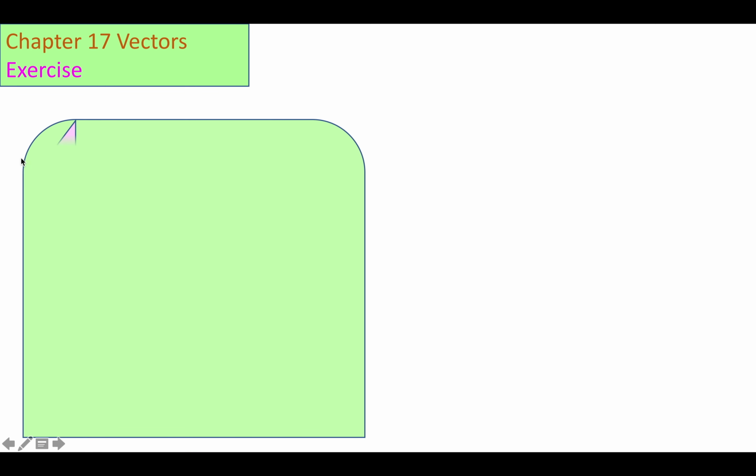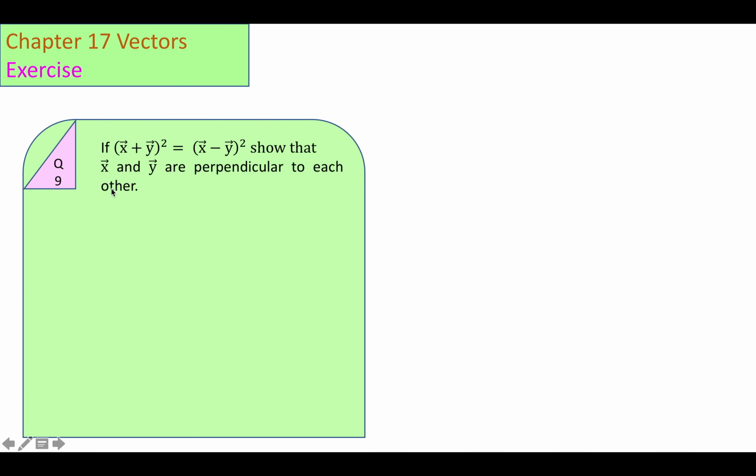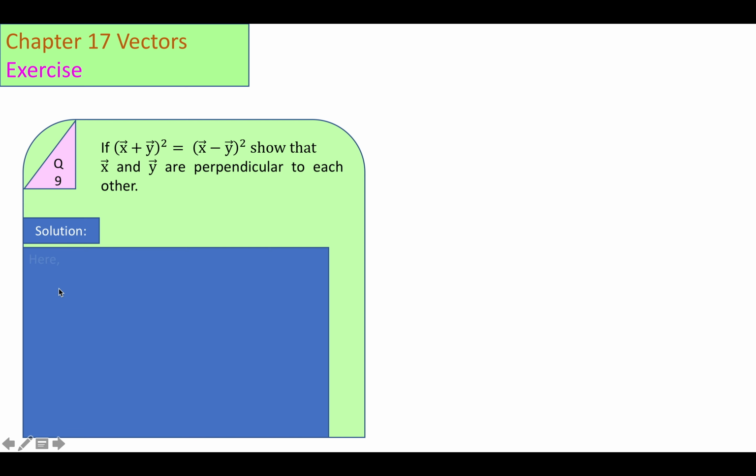Question number 9. If (vector x plus vector y) whole square equals (vector x minus vector y) whole square, show that vector x and vector y are perpendicular to each other. Solution. हामीलाई दिएको छ (vector x plus vector y) whole square equals (vector x minus vector y) whole square.